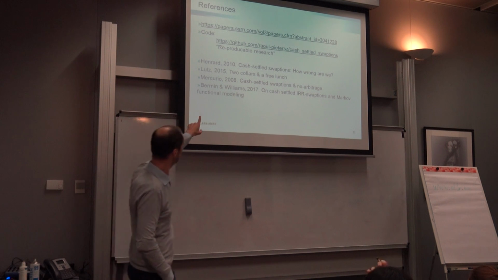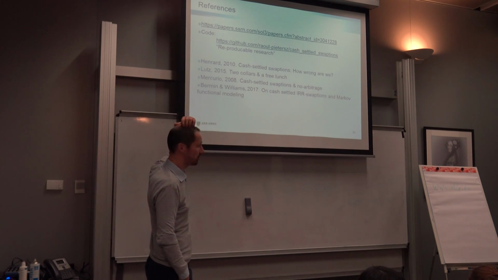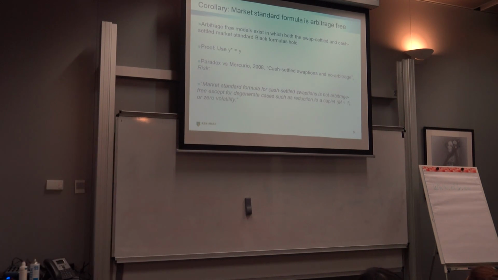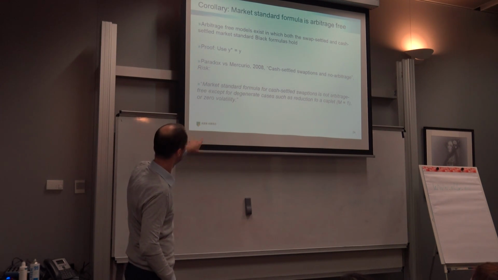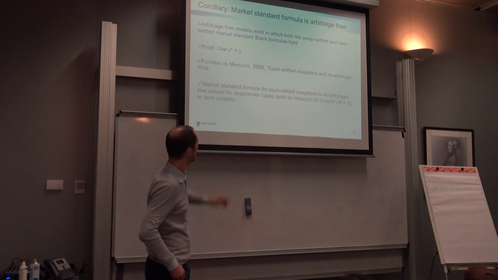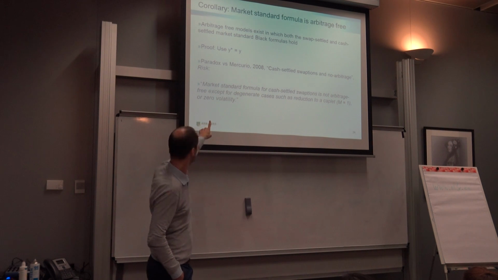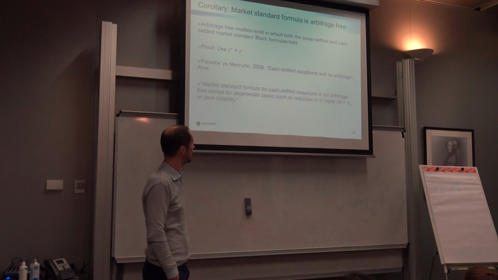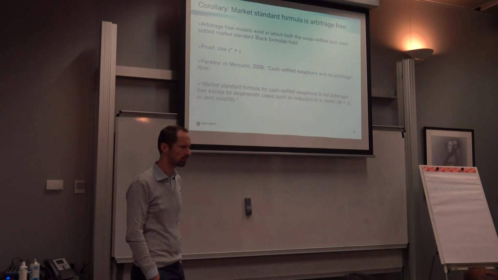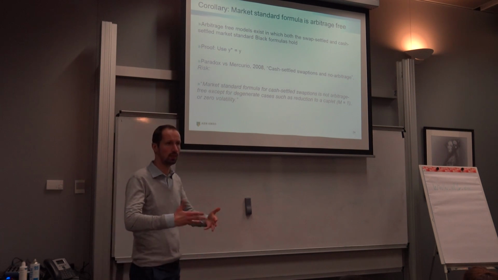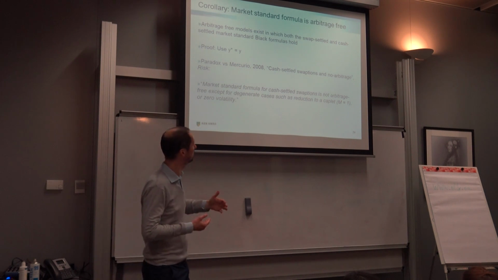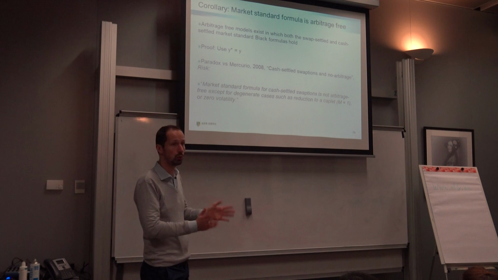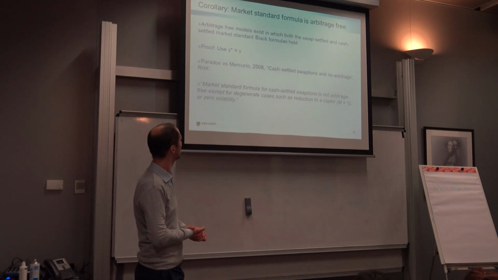And there's also a paper by Mercurio from 2008 on cash-settled swaptions and no arbitrage. There's an interesting corollary in the paper as well, because what Mercurio says is that the market standard formula, so this fudge that I talked about for cash-settled swaptions, is not arbitrage free, except for degenerate cases such as reduction to a caplet or zero volatility. And now, from the theory that we've developed in our paper, what we find, the following corollary, is that a multitude of arbitrage-free models exist in which both the swap-settled and the cash-settled market standard formulas hold. So that's kind of like a paradox.